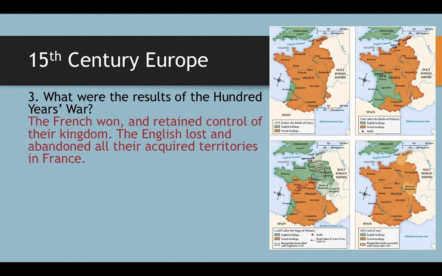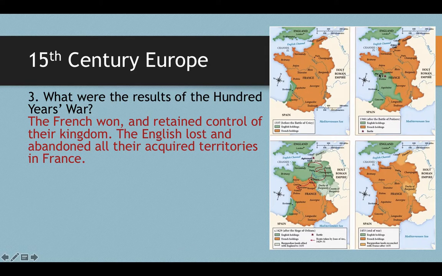So the results of the 100 Years' War, plain and simple, the French won. Finally, after 116 years, the French won, retained control of their kingdom, fought it back from the English, and the English lost and abandoned all of their territories that they had acquired in France. So if you see this map right here, this is 1337 at the very beginning of the 100 Years' War. And all this area in the green belonged to England. So you have part of France up here, then you have part of France down here that belonged to England. So England said, let's take over the rest of France and control this as our rightful territory.